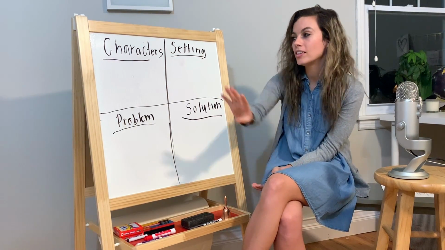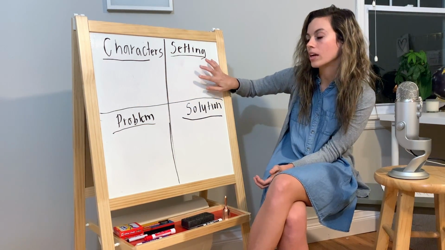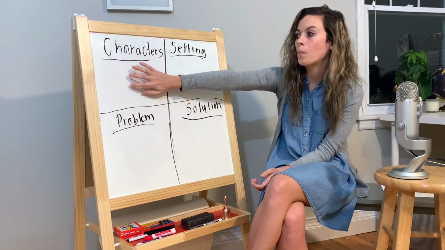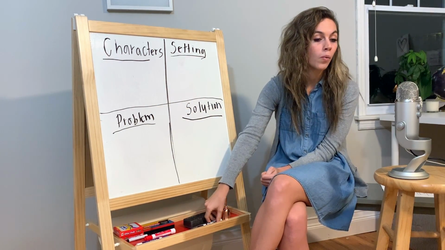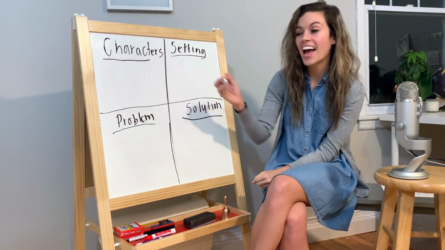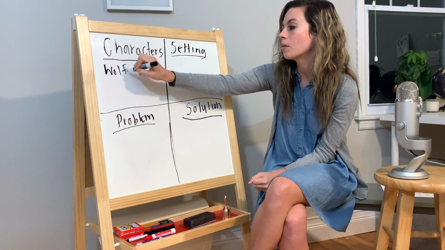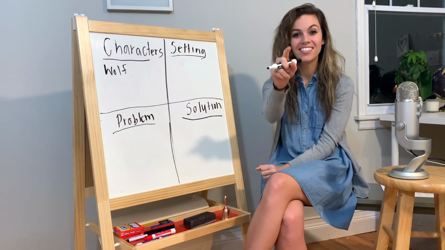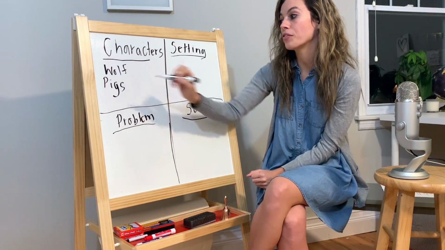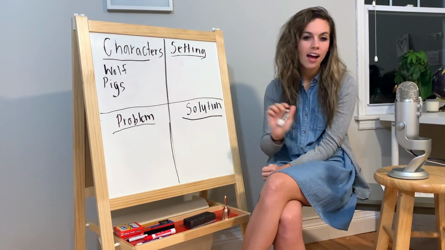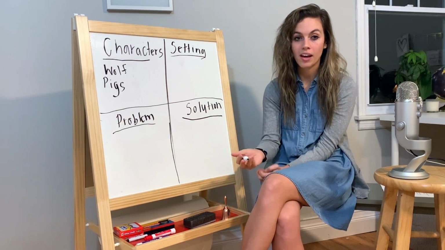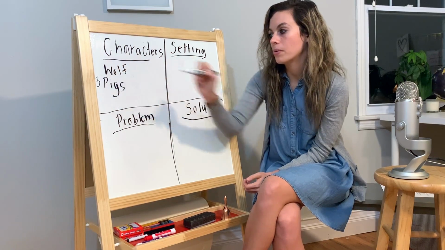Okay, so we are going to discuss who were the characters in the story, where was the setting, what was the problem, and what was the solution to the problem. So, boys and girls, does anyone know who was a character in this story? Yes, the wolf was a character. Were there any other characters? Yeah, there were pigs. There were 3 pigs. And was there any other characters? Did anyone see any others? No. I think we got them all. Sometimes you'll have more than that. And I'm even gonna put the 3 pigs.